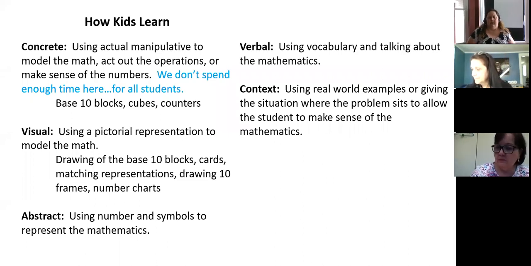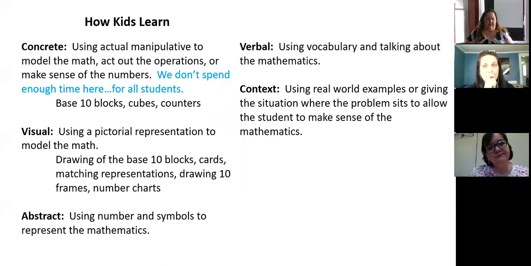So often we give our kindergarten, first grade, even second grade, some time with base 10 blocks or cubes and counters. But how often do you see fifth graders really working with base 10 blocks, or even fourth graders? That's such an important area to allow them time to work with those much longer than we would expect to see them. And even into the middle school and high school, being able to use concrete models. So it's not just for our youngest learners.